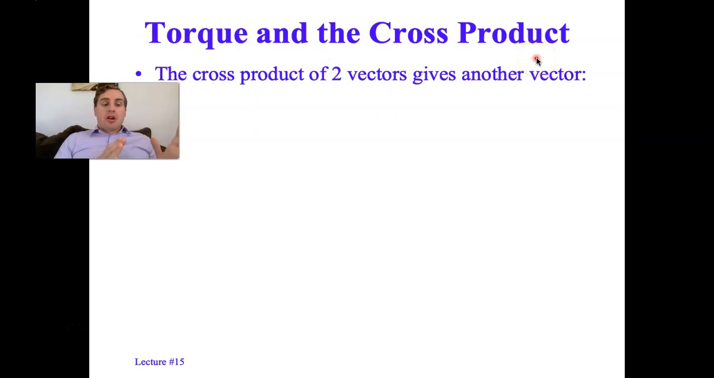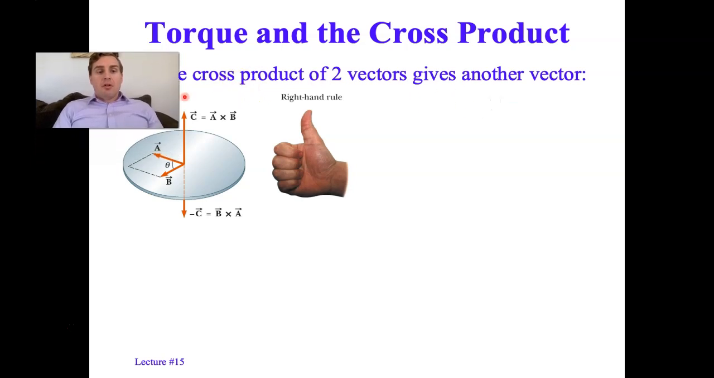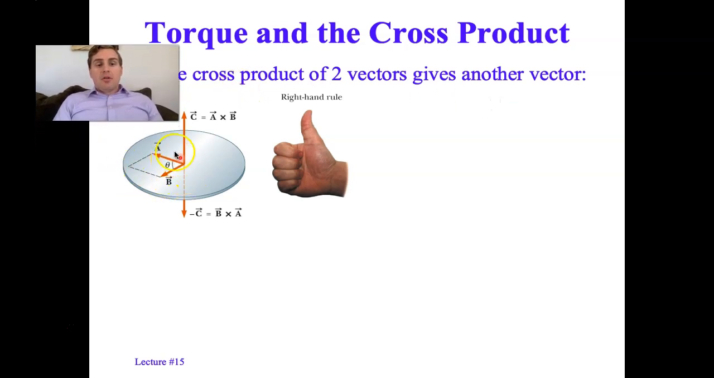So previously, I was talking about torque. Then I was talking about cross product. Let's merge those ideas together. The cross product of two vectors gives another vector by the right-hand rule. We've already been saying that. So we should take vector A cross vector B, get vector C. Notice that vector negative C is exactly vector B cross vector A. That is, if you take the cross product in the opposite direction, you get the exact negative of the vector.